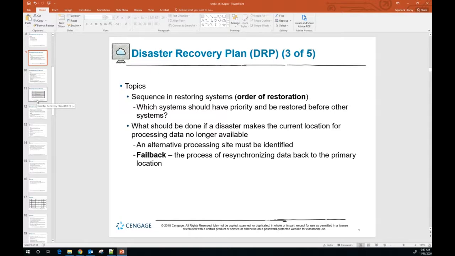Okay, the order of restoration is a sequence in restoring systems. So we look to see what systems have priority and have to be restored before other systems. We also need to look at what happens if a disaster makes our current location unavailable. Do we have an alternate processing site? We need to identify one of those. We also have a fallback. That's a process of resynchronizing data back to the primary location.